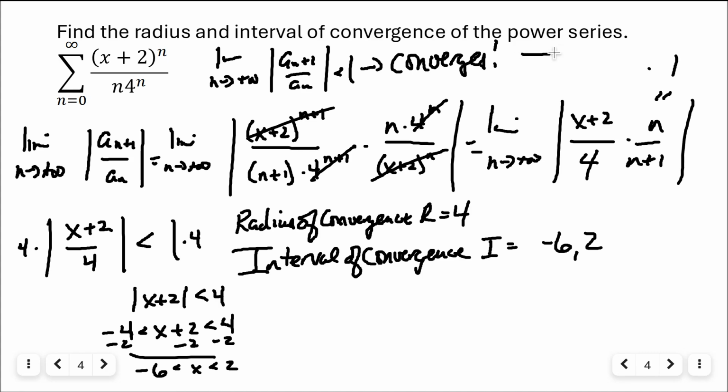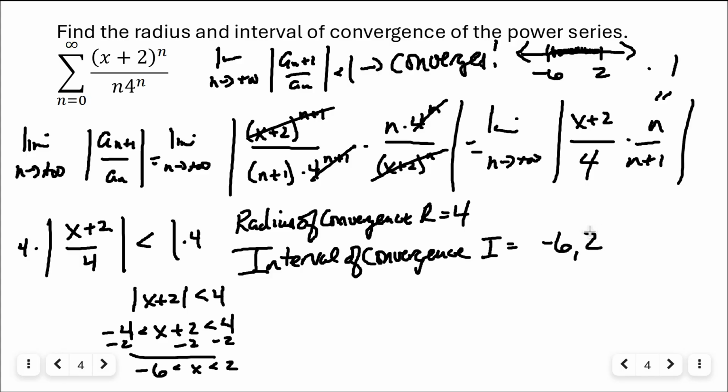So basically what I'm saying to you is, if I were to graph this on a number line from -6 over to 2, I know that this series will converge for any value of x between those two. But the question is, does it converge at -6 and at 2, at the endpoints? Well, I don't know, because the problem is, if you take a look, what happens?